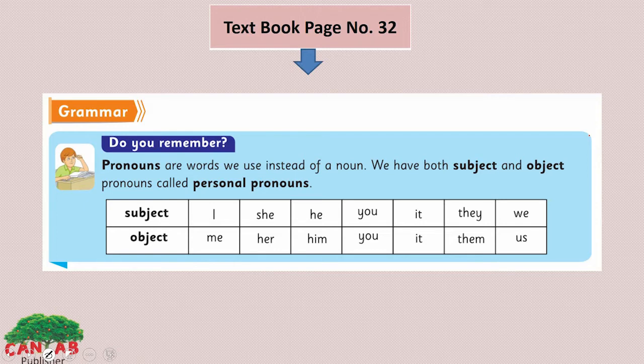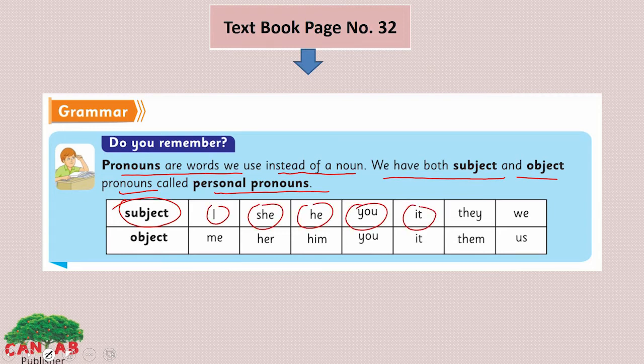Now look at here. Pronouns are words we use instead of a noun. We have both subject and object pronouns called personal pronouns. Look at here. Subject pronouns are I, she, he, you, it, they, we. Objects are me, her, him, you, it, them, us. Now let's discuss the subject and object first.